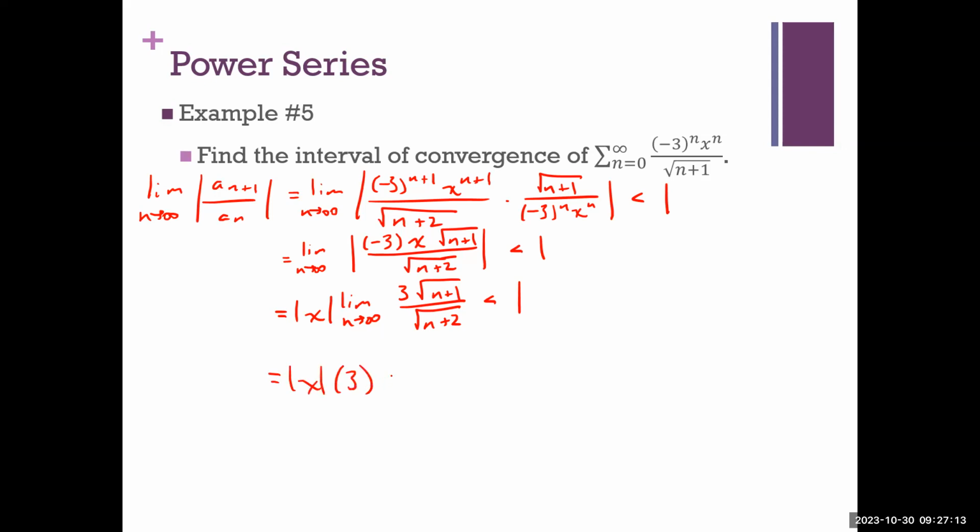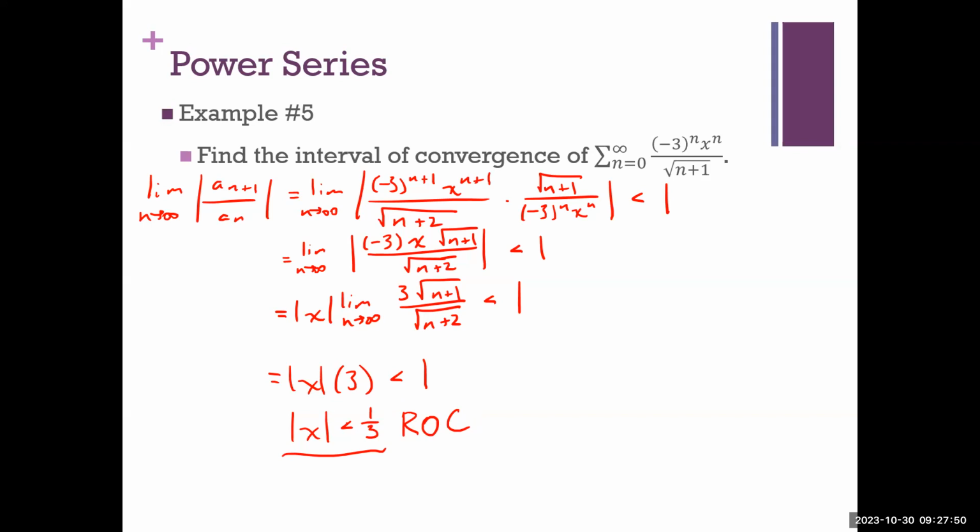So I have the absolute value of x times 3 is less than 1, which means the absolute value of x is less than 1/3. So this right here, I'll underline it, we're not quite done, but this right here is my radius of convergence. I know that as long as x is less than 1/3 of a unit from 0, if I'm inside that radius, I'll have convergence.